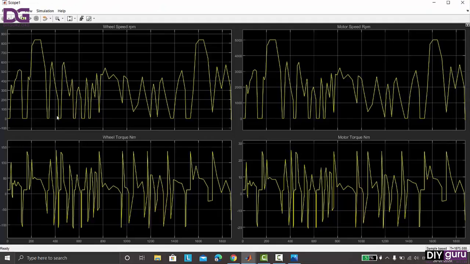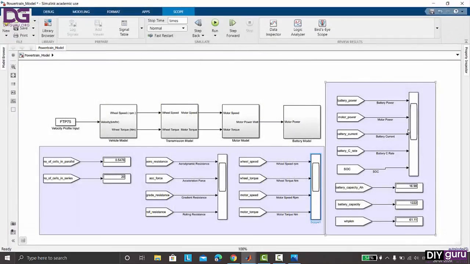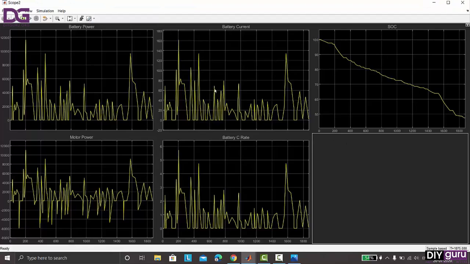And here we can see the profiles, how the FTP 75 is. The wheel speed requirements, the wheel torque requirements, after certain gear reduction, the motor torque requirement and motor speed requirement from your motor. And similarly, we can see the current variations, battery C rate requirements and motor power requirements.